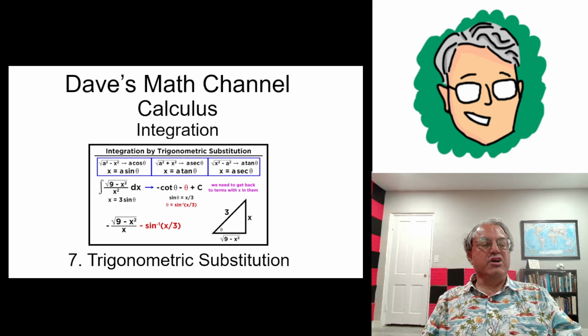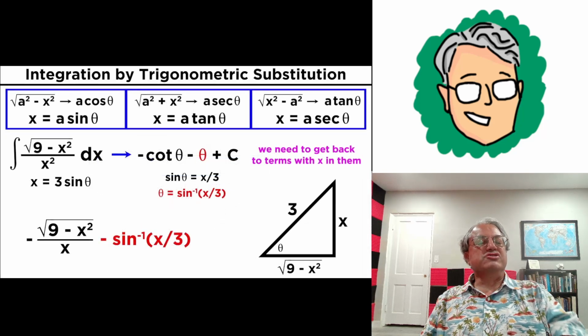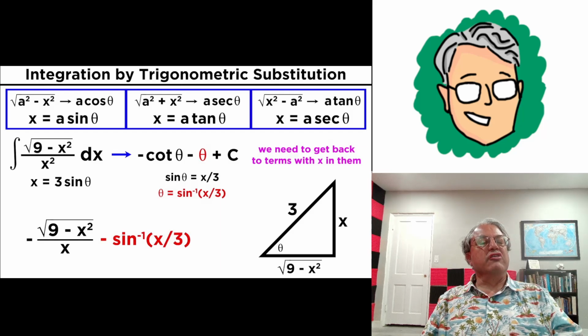Today I'm going to talk about a special type of substitution, namely trigonometric substitution. Sometimes people just call it trig substitution. This is where you want to substitute an angle for your variable of integration. And anyway, this is just kind of a picture of what's going on.